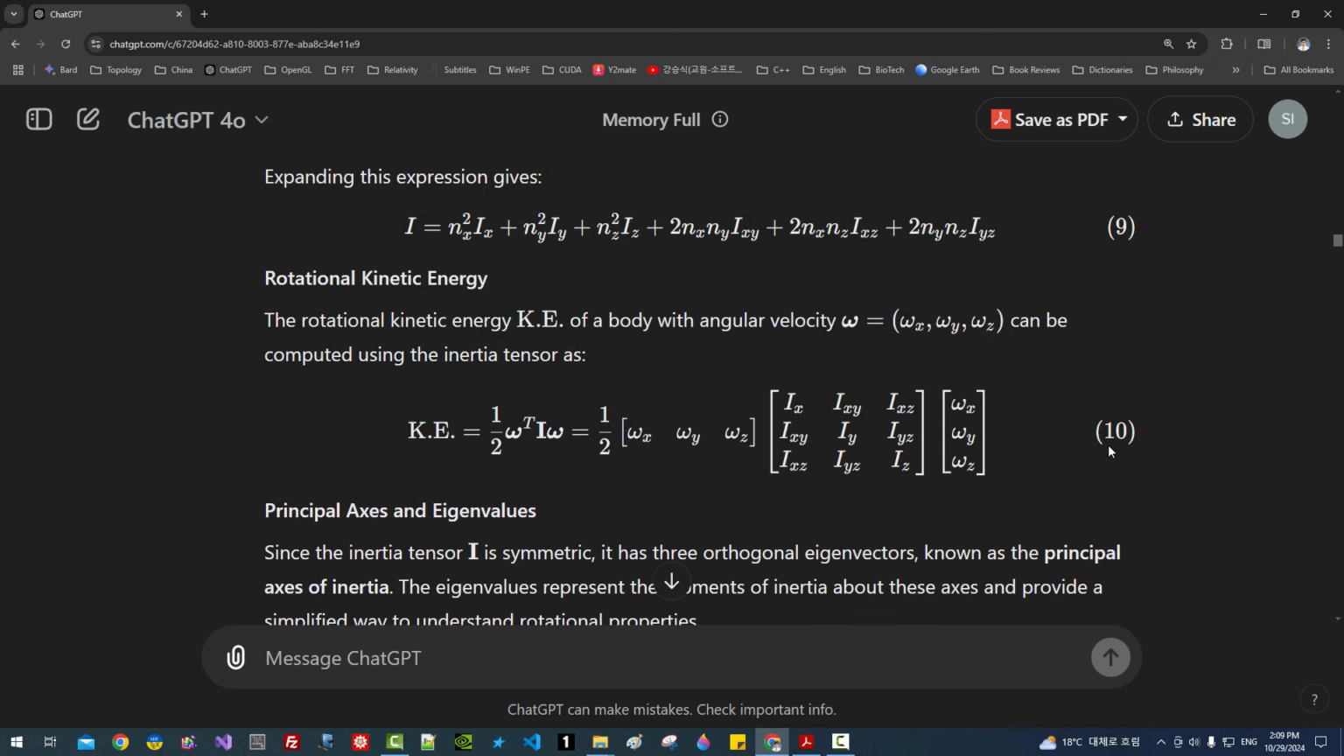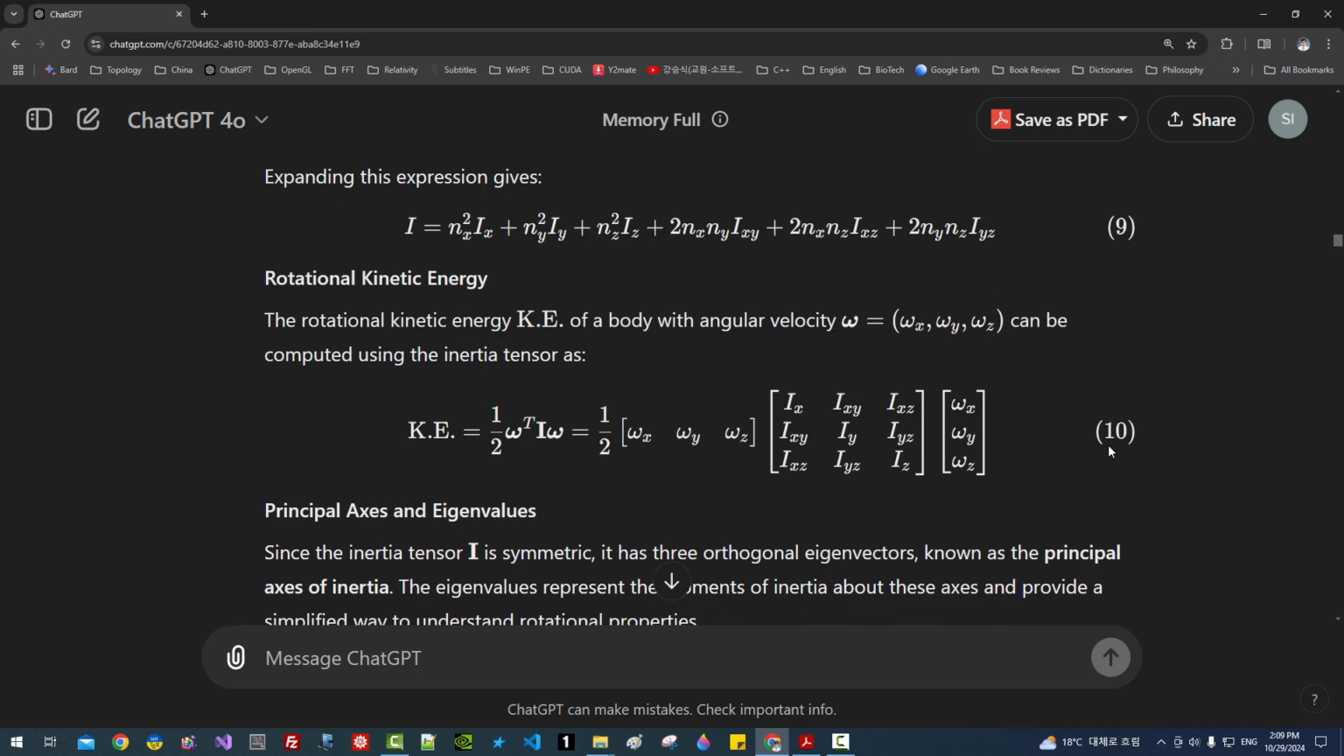Number 2. Principal axes and simplification. The principal axes of a body are the axes where the products of inertia, the off-diagonal terms, are zero, simplifying the inertia tensor to just the diagonal terms, Ix, Iy, and Iz. In this case, the inertia tensor is diagonal, representing the moments of inertia purely about each principal axis without cross-axis coupling.